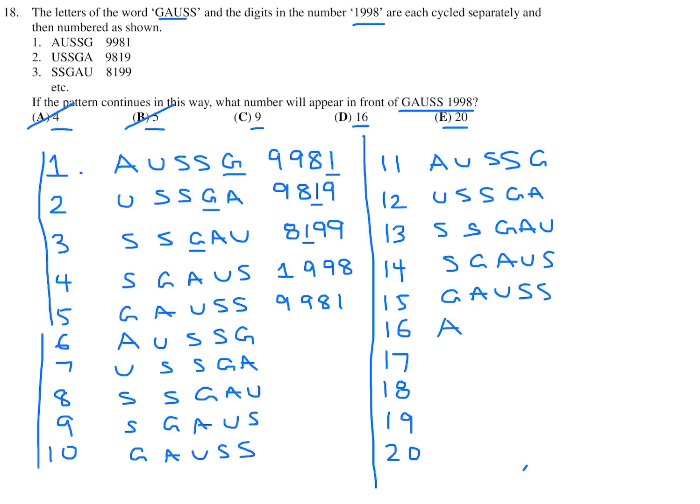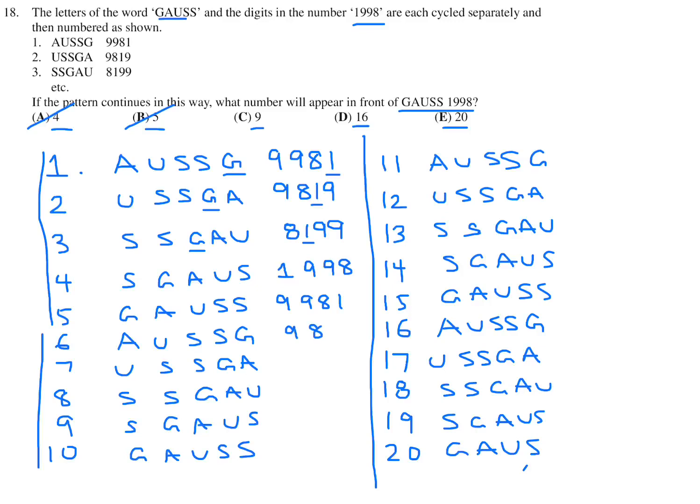And let's just complete this for the sake of completion. That way we can eliminate all the possible answers. And finally, we're back to Gauss. And then in the same way, the numbers repeat. The numbers are essentially going to repeat, but they're going to repeat every 4 because there's only 4. So this will be 9981, 9819, 8199, and then finally 1998. You see what happened there? These 4 are the same as that 4.